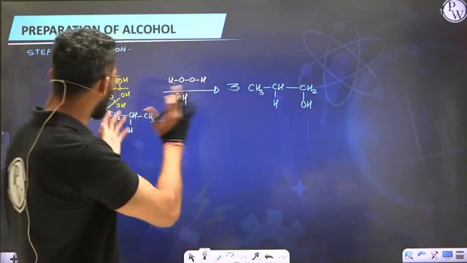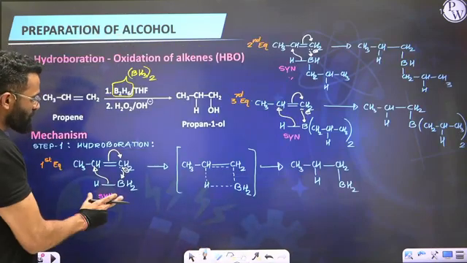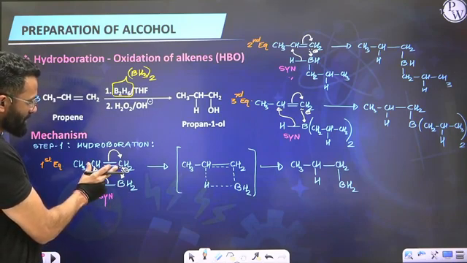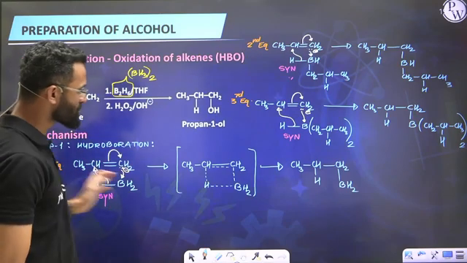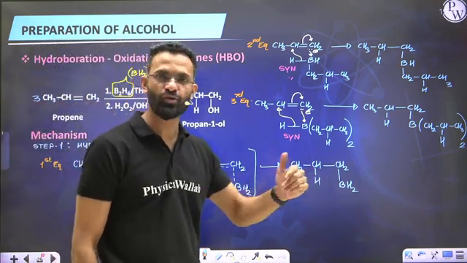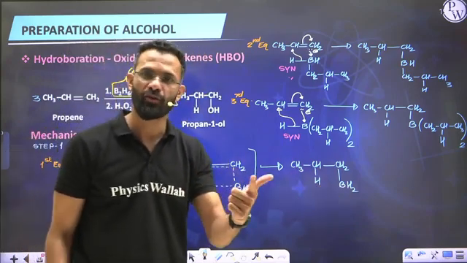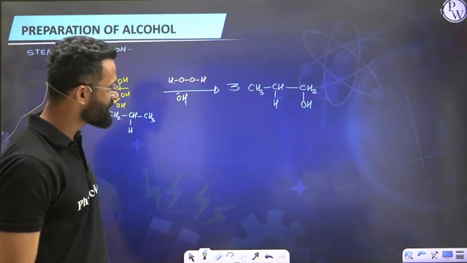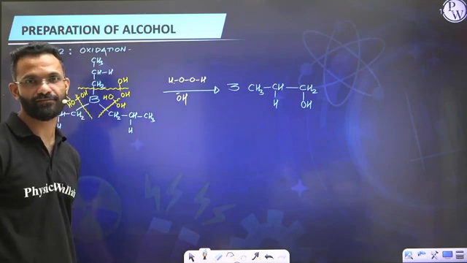So overall, if you see the important features of this reaction, number 1, in the hydroboration step the addition of boron and hydrogen takes place from the same side of the carbon-carbon double bond. So hydroboration is syn addition. Secondly, there is no formation of carbocation at all, so no scope of rearrangement. And third, it follows anti-Markovnikov addition to produce the final product.